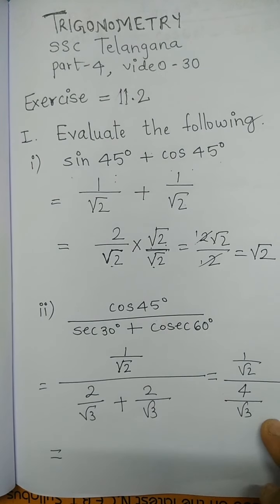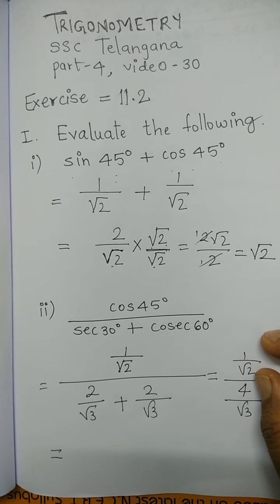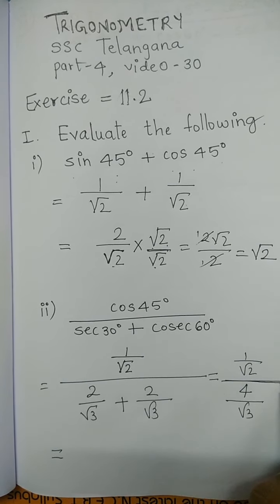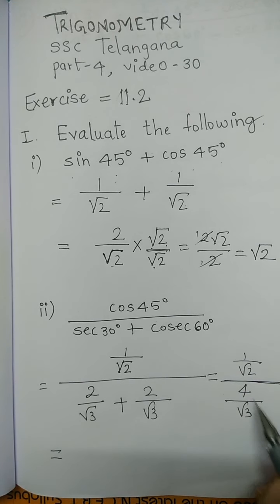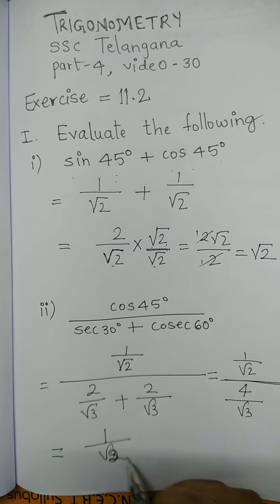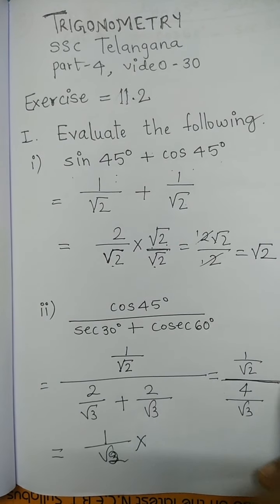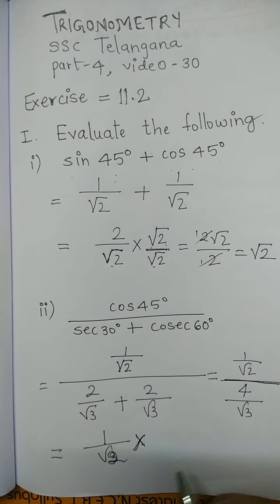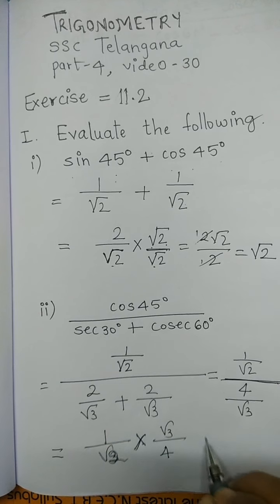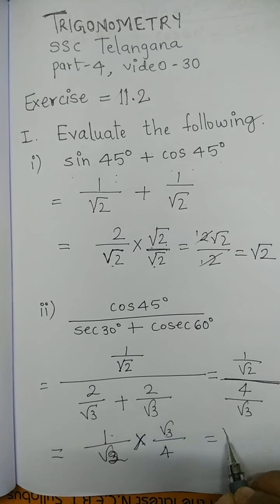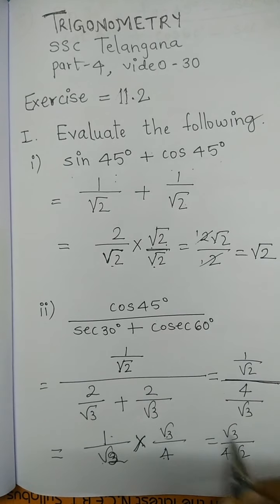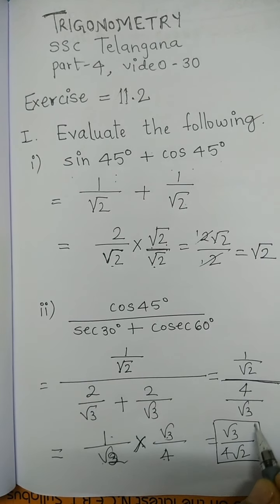When in such calculation you get a fraction in the numerator and also a fraction in the denominator, this division will become multiplication and the fraction will become its reciprocal. So 1 upon root 2 into, this division will become multiplication and 4 by root 3 will become root 3 by 4. So you will get root 3 upon 4 into root 2, which is 4 root 2. This is the answer.